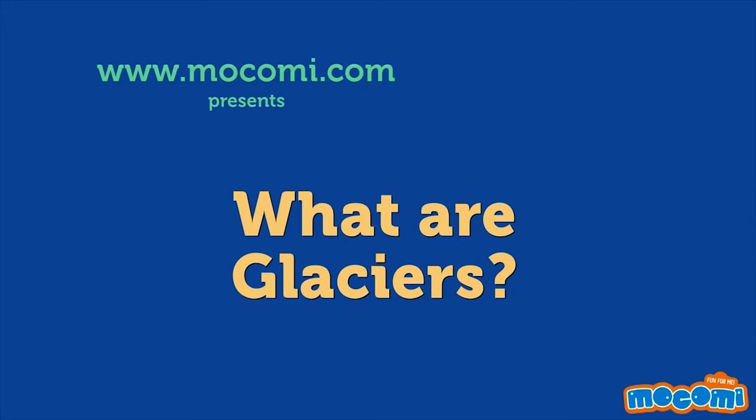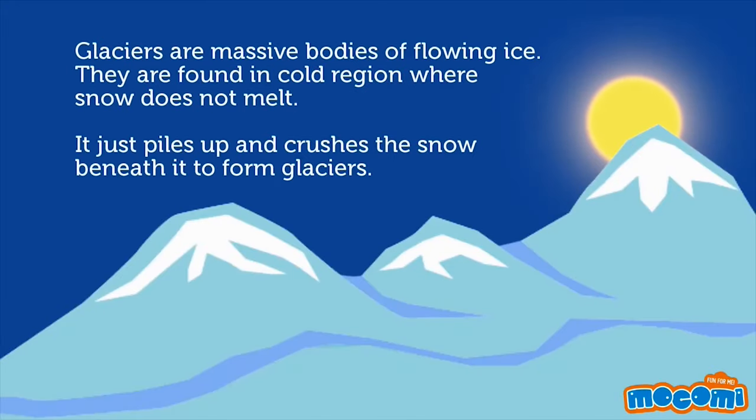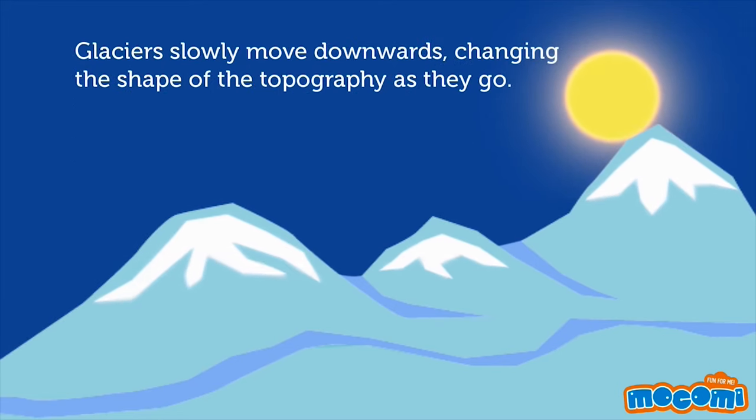What are glaciers? Glaciers are massive bodies of flowing ice. They are found in cold regions where snow does not melt. It just piles up and crushes the snow beneath it to form glaciers.